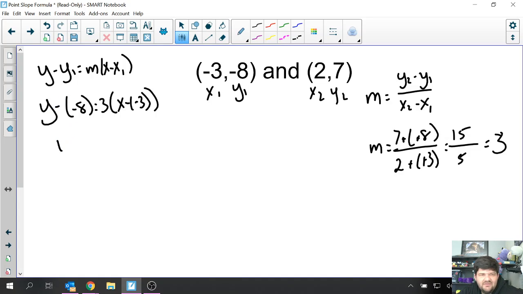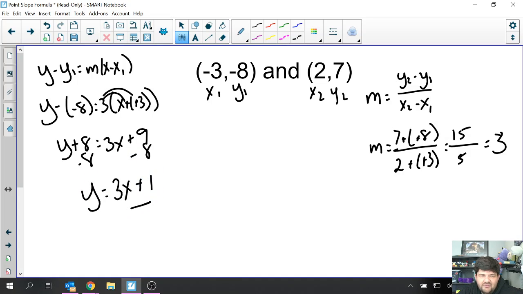Y minus -8, minus a negative changes to a positive, so this is plus 8, and x minus -3 is plus 3. Distribute, 3 times x is 3x, 3 times 3 is 9, and then to get y by itself, do the opposite, -8 from both sides, and you get y equals 3x plus 1. This is our slope-intercept form, and it came from 2 given points.